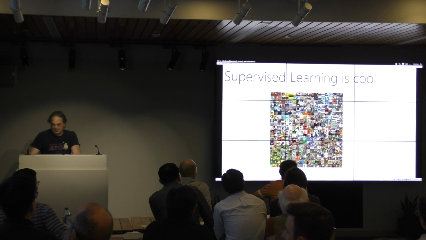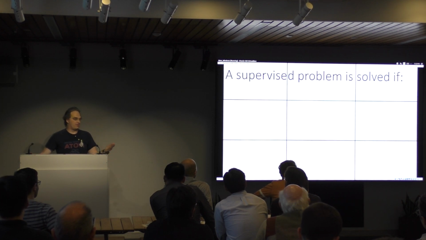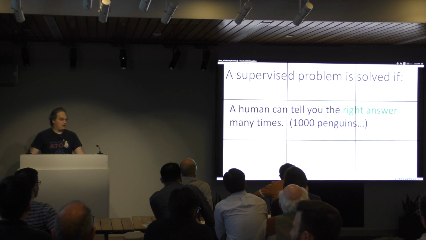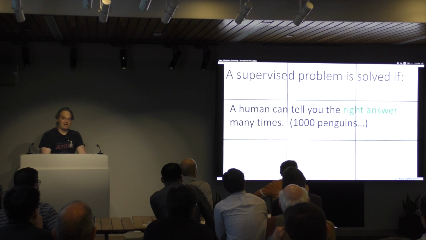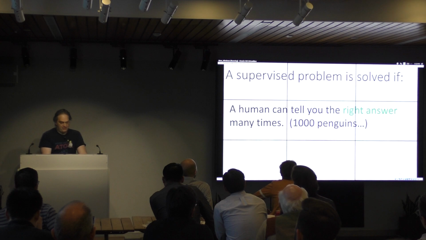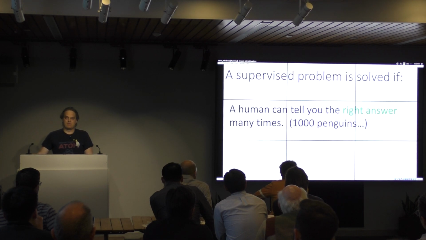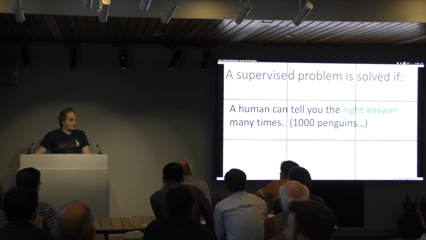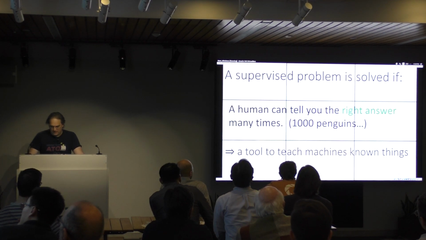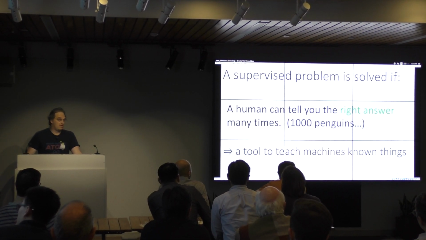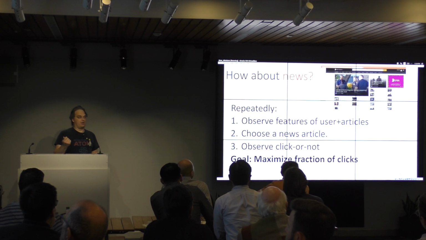This is ImageNet. But, okay, so when is a supervised learning problem solved? You think of it as solved if a human can tell you the right answer many, many times. Right? So you have 1,000 penguins in ImageNet. Okay, so supervised learning doesn't always meet that contract, but this is what they're aiming for. So supervised learning is a tool to teach machines known things, and now it doesn't work when you really want to do things that people don't know.